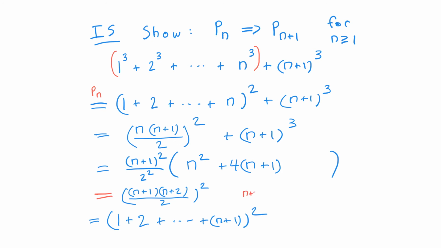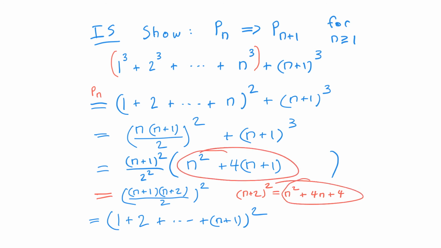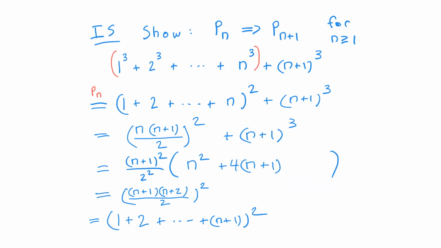So n plus 2 squared, if you expand that out, you get n squared plus n multiplied by 2, so that's 4n, plus 2 squared, which is also 4. So this guy here is the same as that guy right there, and everything works out to complete our inductive step. So we'll get rid of the items that we don't actually need to finish off our proof, and we'll write our closing statement that says, therefore, p sub n plus 1 is true, and this completes the induction.